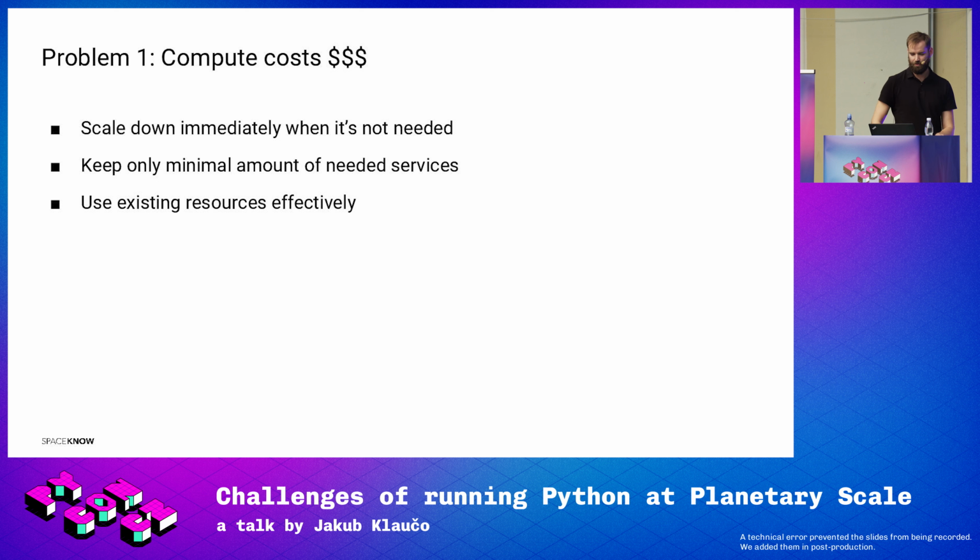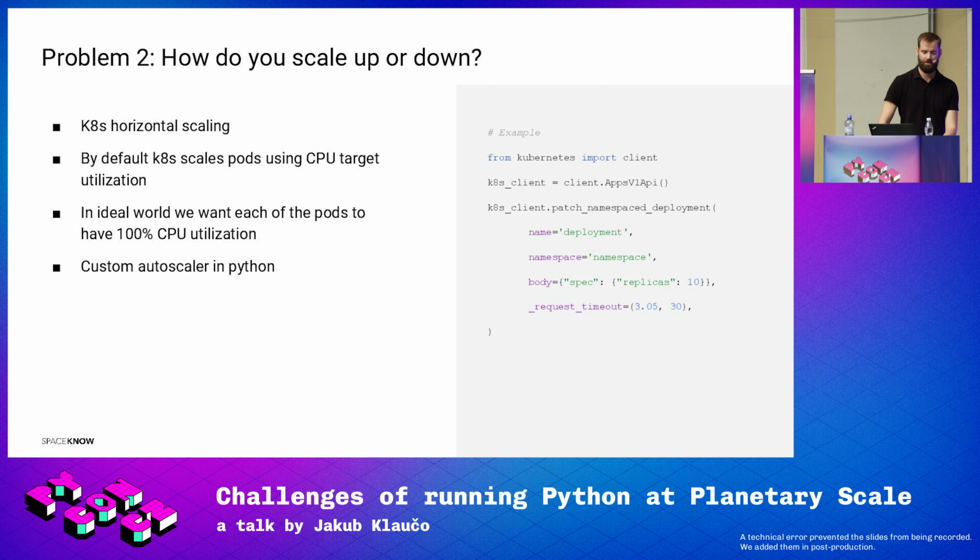And to do that, we are not running a constant amount of pods ready at all times. Or on the contrary, we are running bare necessities, as I mentioned. And those resources that are running, we want them to be utilized as much as possible. So that brings me to the question, how do you scale up and down?